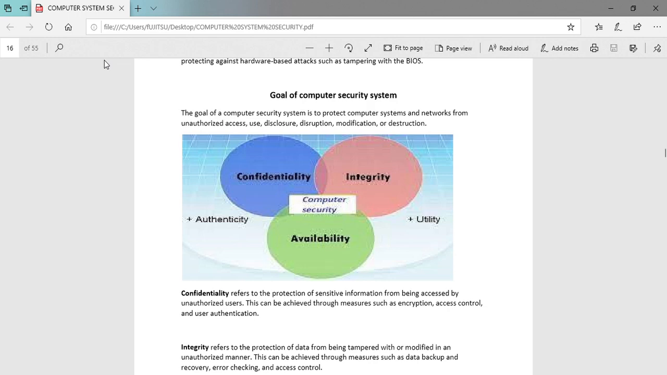Hello learners, in today's lecture we will learn about the goal of a computer security system. The goal of a computer security system is to protect computer systems and networks from unauthorized access, use, disclosure, destruction, modification and disruption.